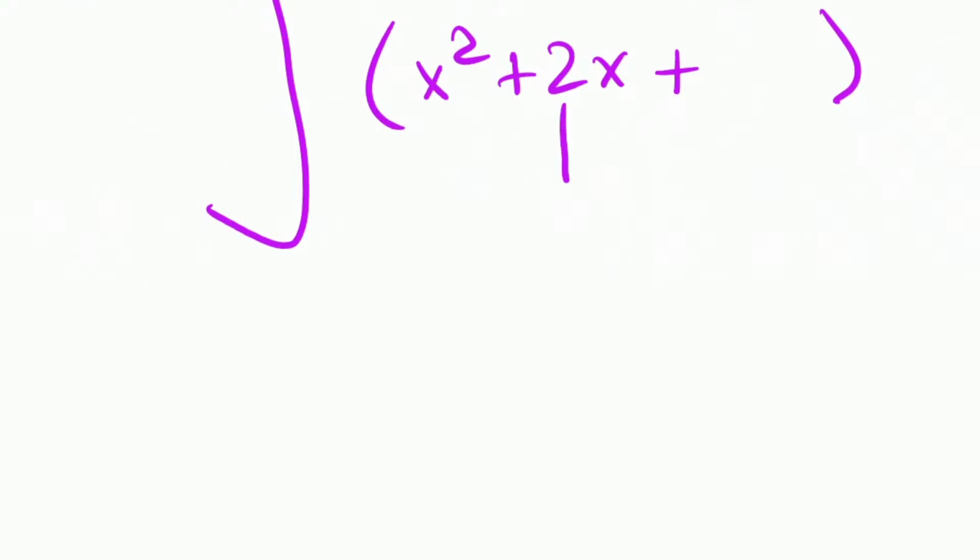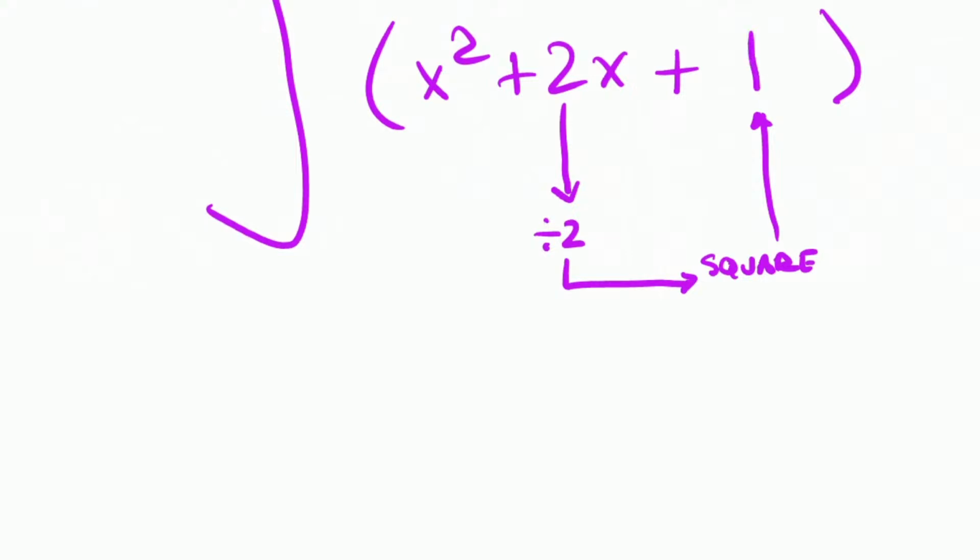The way you do this is you take this number, you divide that number by 2, and then you square that number. Square whatever you get, and you put it up there. So take whatever number is there, I have 2, divide by 2, I have 1, and then square it, and you put it there. That's what completing the square is.